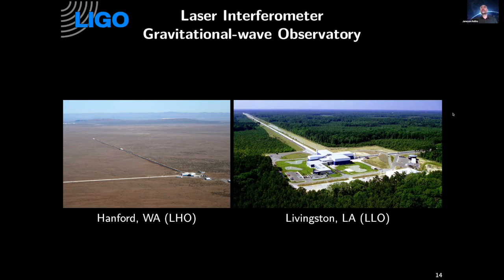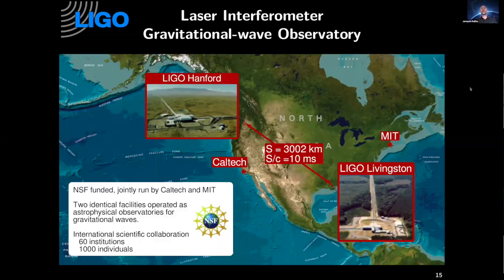Like I said, those detectors have slightly different ways of doing all of these tricks that we're doing to try to improve their sensitivity, but the principle is the same. And so for LIGO, here's roughly where they are on the map of the United States. About 3,000 kilometers apart, a 10 millisecond light travel time separation.